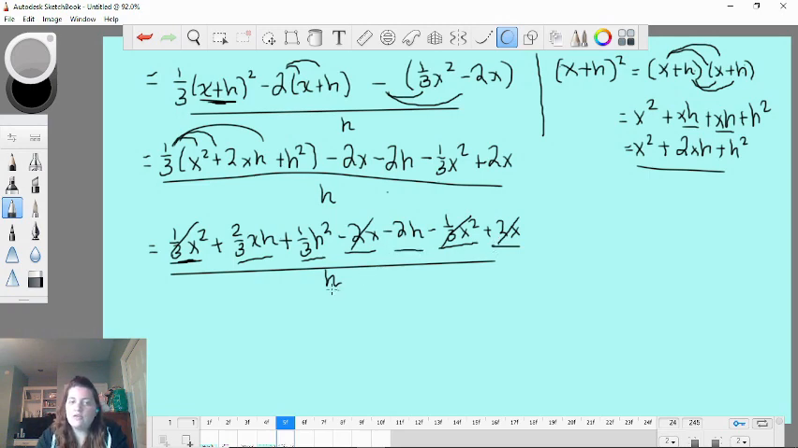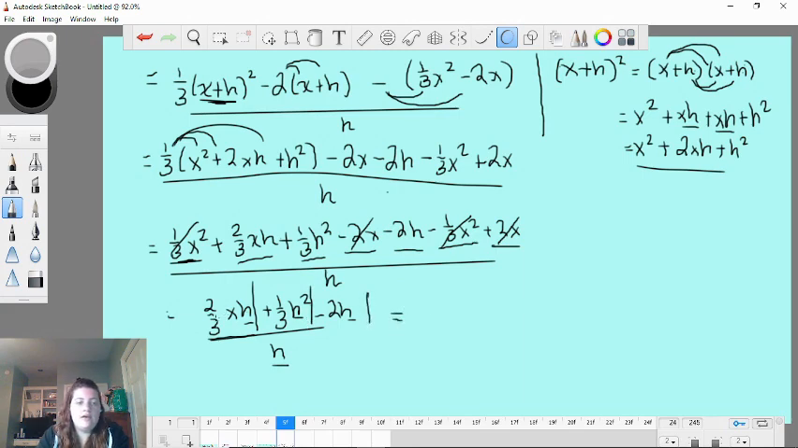That doesn't have a counterpart, so let's rewrite everything. So this will be 2/3 xh plus 1/3 h squared minus 2h all divided by h. It looks so much easier now, doesn't it? Now, notice that everything has an h here, and you're dividing by h, which means every single one of these terms individually you can divide by h to simplify.